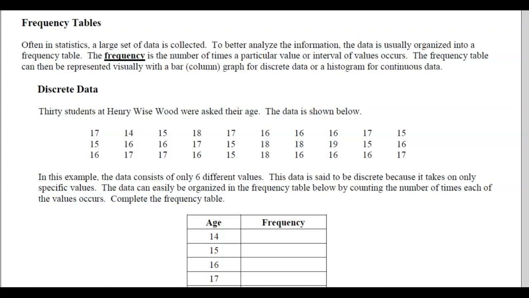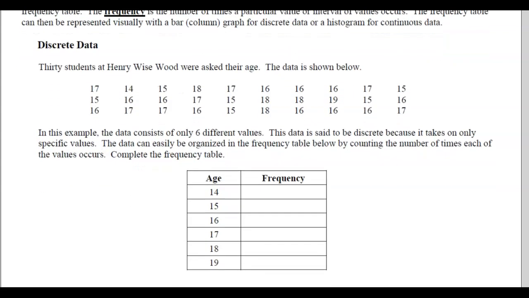The frequency table can then be represented visually with a bar or column graph for discrete data, or a histogram for continuous data. So 30 students at Wisewood graph their age. The data is shown below. In the sample, the data consists of only 6 different values. This data is said to be discrete because it takes on only specific values. We're not asking their age in years, months, days, hours, minutes, etc. So it's discrete values. I want you to fill in that frequency chart based on that data.